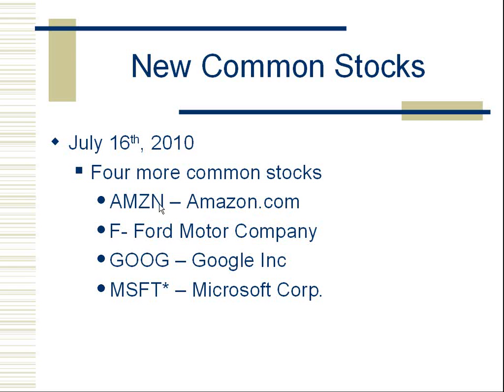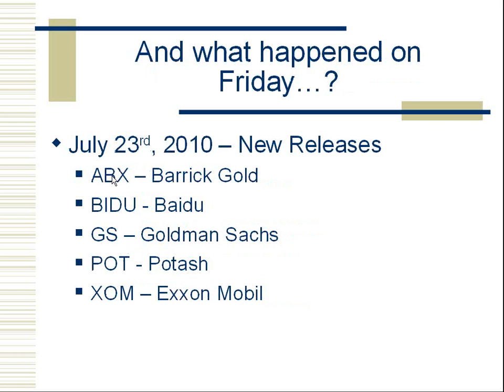weekly options, I should say. Amazon, Ford, Google, and Microsoft. And I have an asterisk next to Microsoft, and I'll explain why in just a short period of time. But on July 16th, there were weekly options available that expired on July 23rd. So we had 7 days essentially to trade weekly options on these 8 stocks.